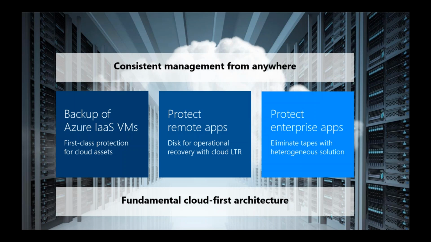You can make sure the data in your branch and remote offices is backed up, from file and folder backups directly to the cloud with what they call the MARS agent, the Microsoft Azure Recovery Service agent. You have operational backup on disk for remote apps and virtual machines, backed by an unlimited tertiary copy in Azure with Azure Backup Server. And then from IaaS VMs, you can protect born-in-the-cloud applications as well.